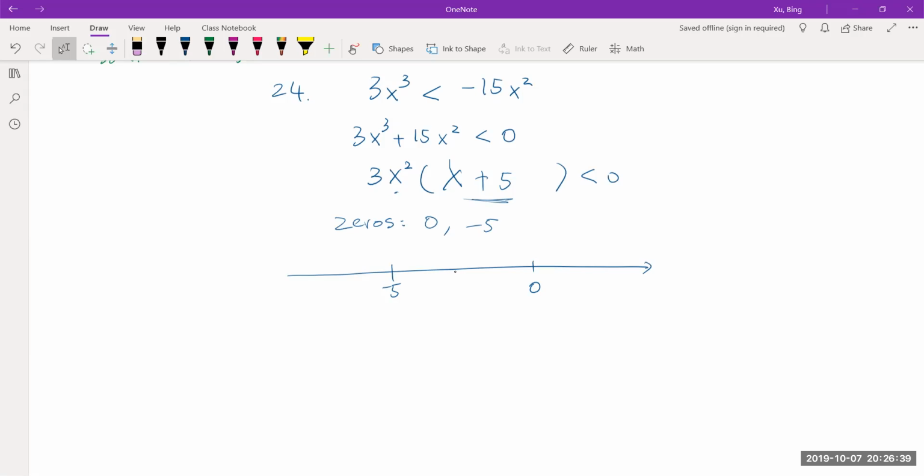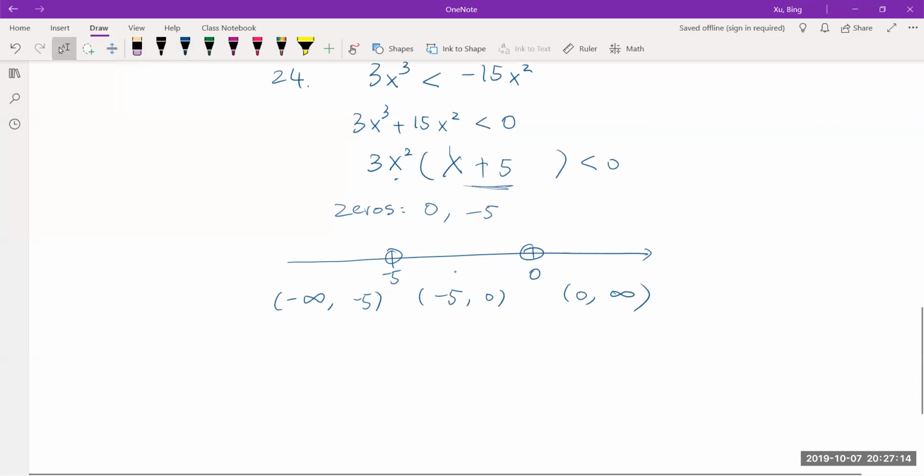Oh, I should pick one with the equal sign. That's fine. From -infinity to -5, that's one interval. From -5 to 0, that's another interval. From 0 to infinity, that's another interval. And will my solution include those two zeros? Will my solution include -5 or 0? No, right. Put an empty circle just to show my solution won't include those two points.